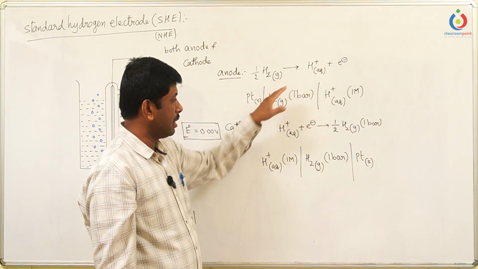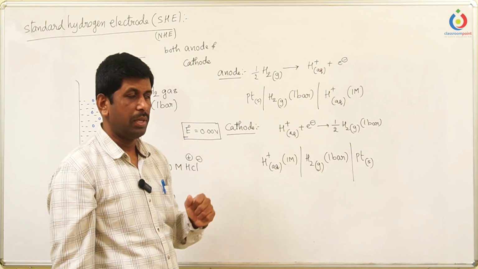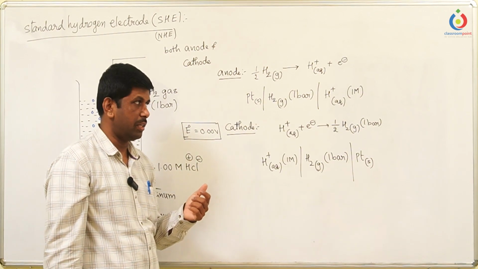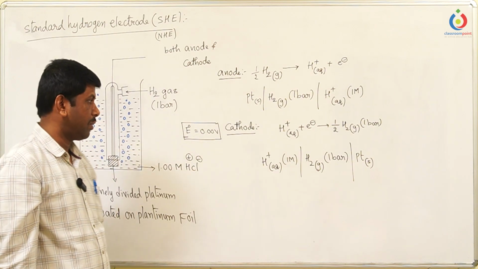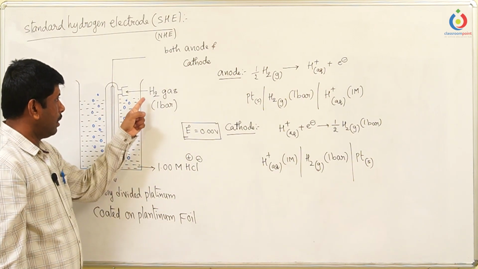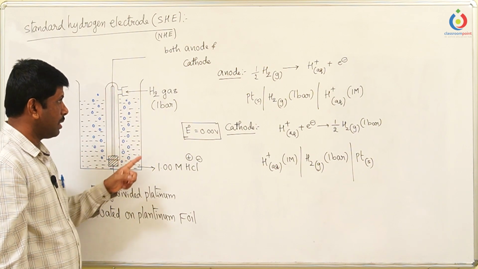That means we can say that the standard hydrogen electrode is reversible with respect to the H plus ions. And the disadvantage of the standard hydrogen electrode is, whenever it is acting as anode, hydrogen gas is completely converted to the H plus ions.